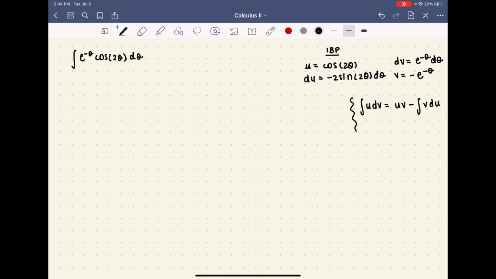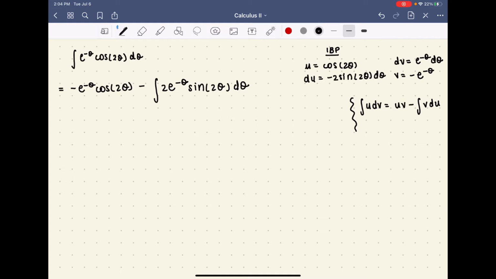This will help us. Now we can set the integral. So uv, we're going to do minus e to the minus theta cos 2 theta minus the integral of 2e to the minus theta sine of 2 theta d theta. This is positive because this and this cancel out, and it becomes a plus sign.